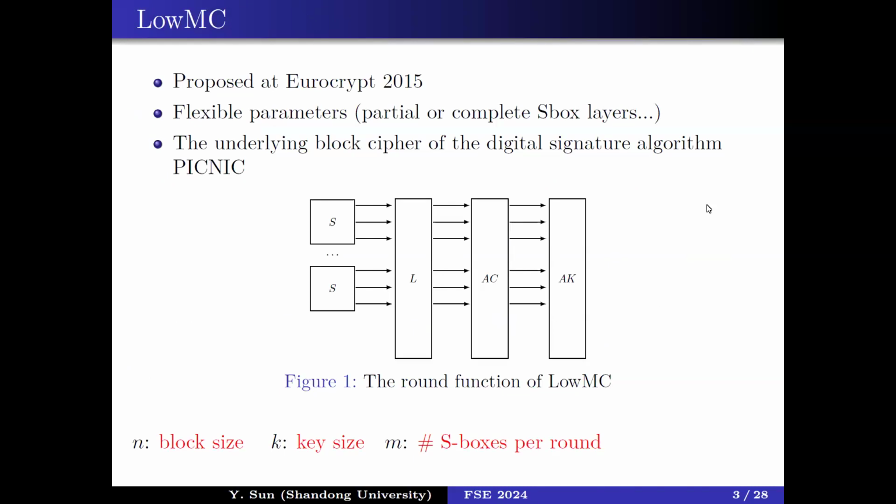I think LowMC is a very famous SPN block cipher family. It was proposed at the European Cryptology Conference in 2015. The selection of parameters of LowMC is very flexible. For example, it uses partial or complete S-box layers, and its affine layer selection is also random. Figure 1 shows the round function of LowMC. LowMC has been utilized as the underlying block cipher of the digital signature algorithm PICNIC.